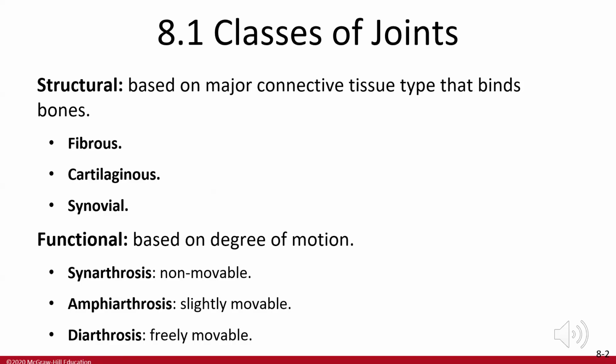So we have our synarthrosis is going to be non-movable, our amphiarthrosis is going to be slightly movable, and our diarthrosis is going to be freely movable. Now, we can't quite put these same definitions with these three categories, but it does flow in a similar way in the fact that our fibrous joints are going to be our least movable, our cartilaginous joints are going to have slight movement, and then our synovial joints are really going to be our joints that have the most freedom for movement.